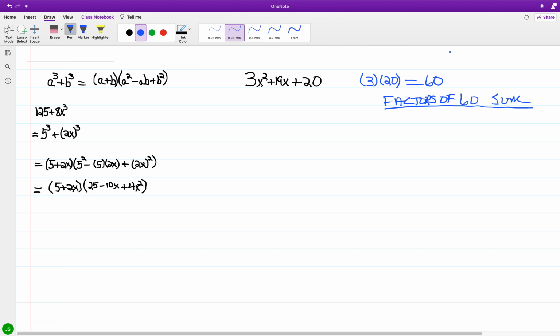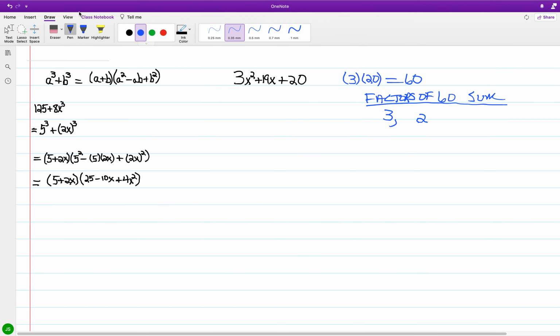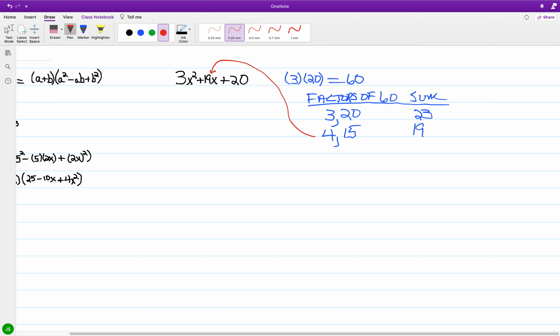With the factors 3 and 20, 3 times 20 is 60. However, 3 plus 20 is 23, so this is not the combination we are looking for. If we go with 4 and 15, 4 times 15 is 60, and 4 and 15 add up to 19. So this is the combination that we seek in the factoring by grouping approach.